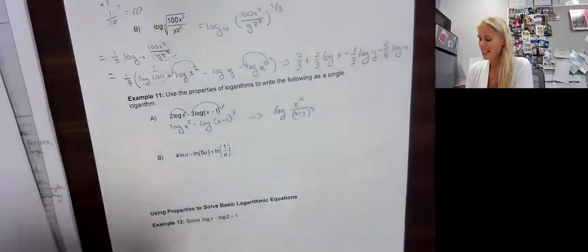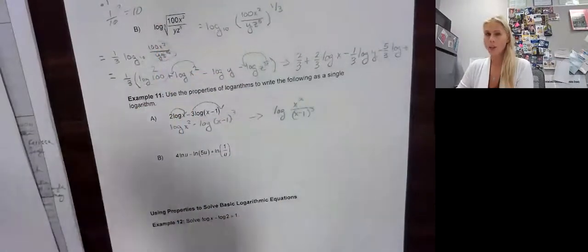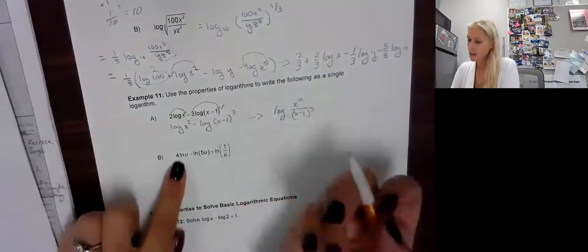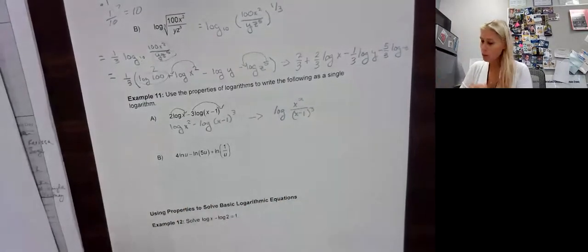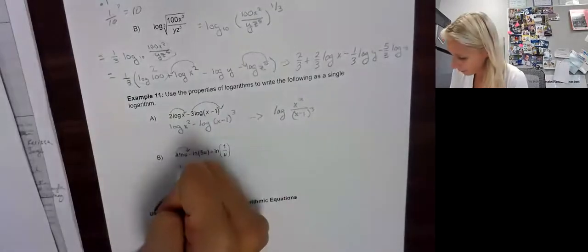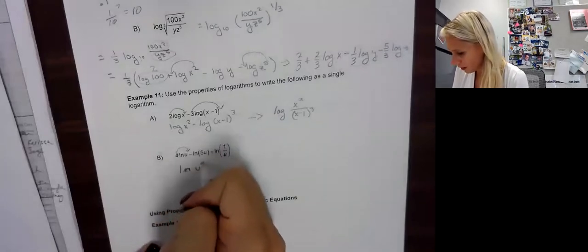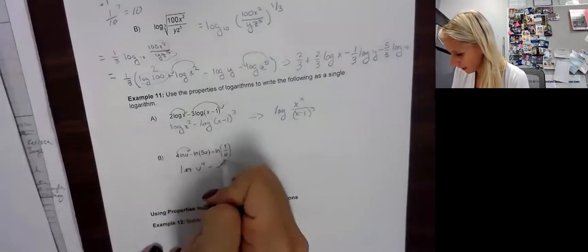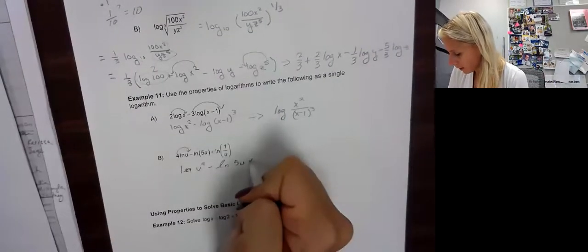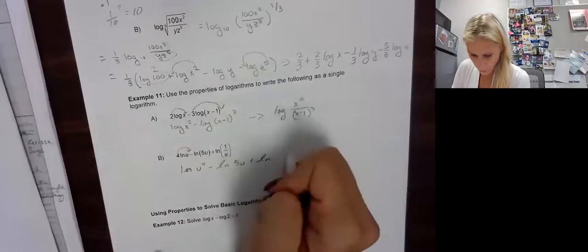Remember, when we condense into a single one, there's only one. When we expand, there's multiple logs. That's going to be a little trick to remember. Okay, first, move the coefficients to the exponents. So I have ln u to the 4th minus ln 5u plus ln 1/u.